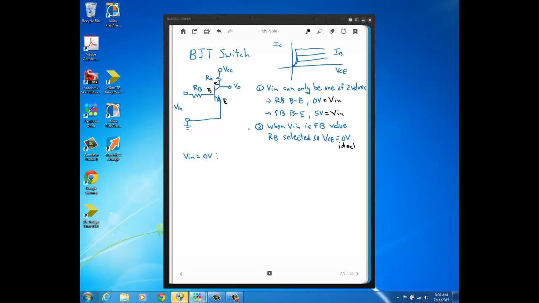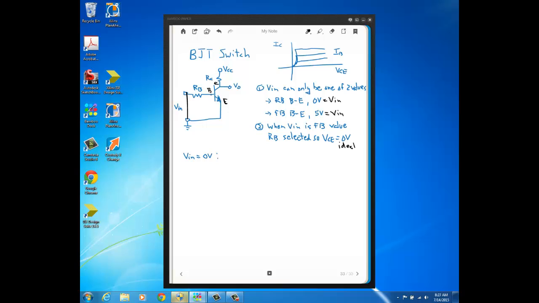So let's start with one of the Vn values. Let's say that Vn is 0 volts. And one way that could be obtained is just by putting a wire, a short, from this node here to ground. So if we put a short like this, that would make Vn equal to 0.